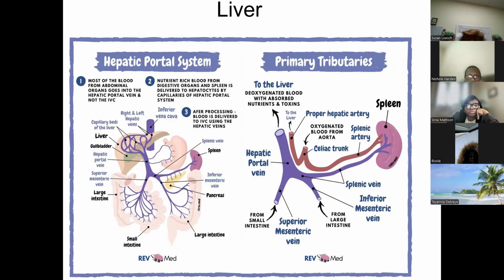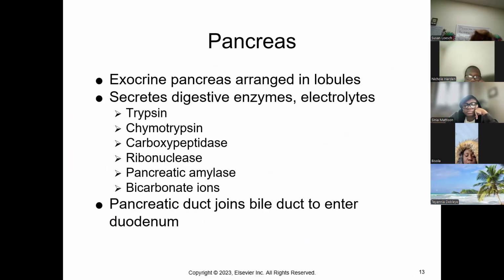To the liver, we have deoxygenated blood, and deoxygenated blood can have nutrients and toxins in it. So, of course, the liver is going to help remove some of those toxins from the blood. Okay. So the liver is doing that, and then it's going to put that blood back into circulation.